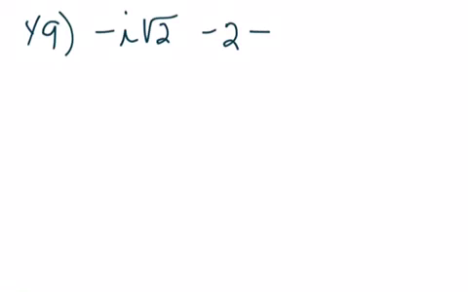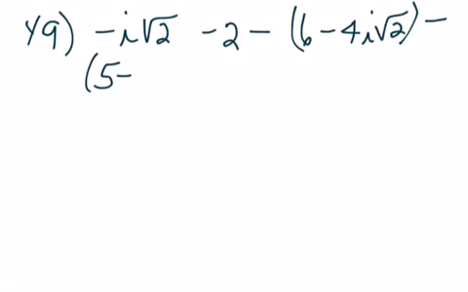Advanced Math, ladies, this is lesson 1.3b. If you will look at number 49, it has negative I square root of 2 minus 2 minus 6 minus 4I square root of 2 minus 5 minus I square root of 2.